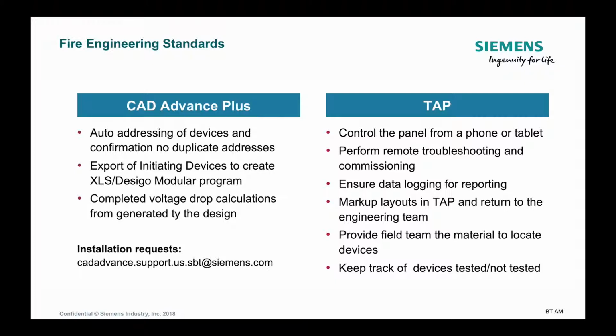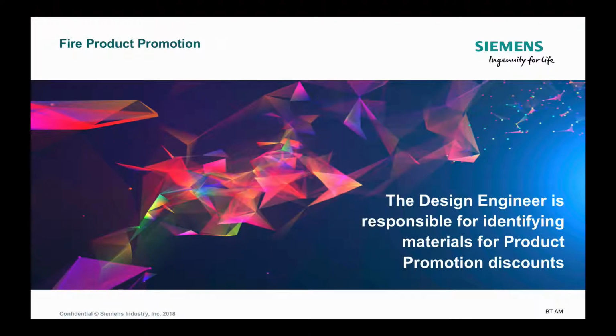The following reports are to be generated using TAP: NFPA Record of Completion, NFPA Record of Inspection, and Device Pass Fail Report. It is the responsibility of the design engineer to identify material that is to receive a product promotion discount. If not maintained properly, the project will be charged full price. There is a dedicated 40-minute training that explains the process. It is mandatory that each fire engineer complete this additional training.